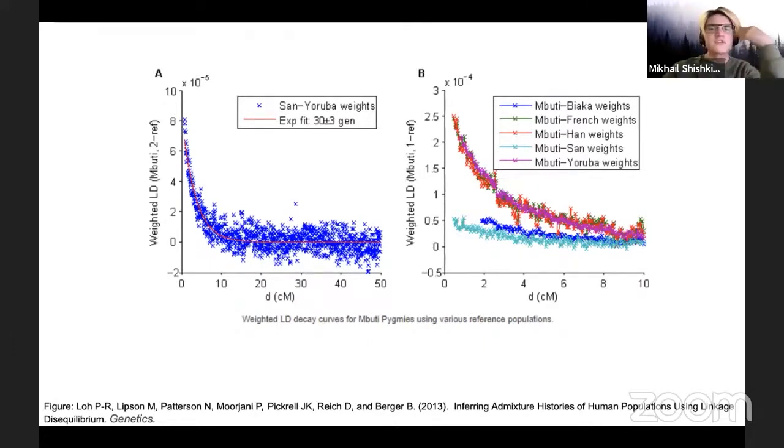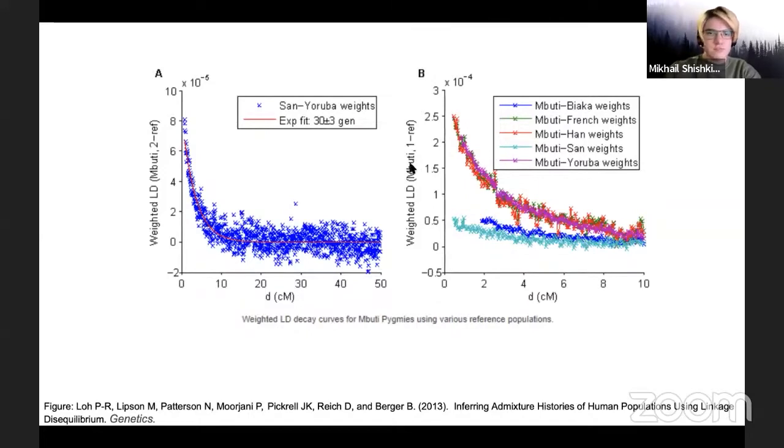Then linkage disequilibrium in a mixed population will gradually decrease in the next generations because of recombination. And that's why it's possible to make inferences about the time of admixture from the patterns of linkage disequilibrium.